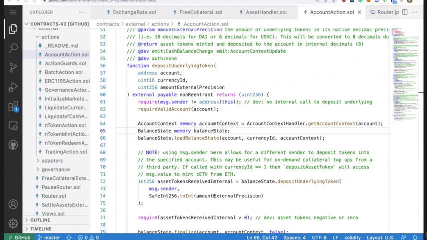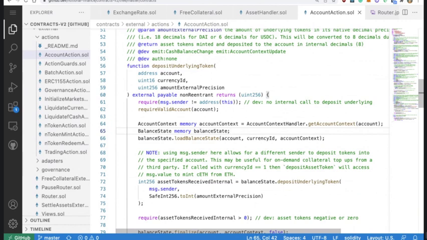So we have here: loads for different sender deposit tokens into a specified account. May be useful for on-demand collateral top-ups from a third party. Okay, just-in-time stuff. Asset tokens received internal, balance state, deposit underlying token, message.sender, and safe int256 to an amount external precision. Okay, so that's just the casting right there.